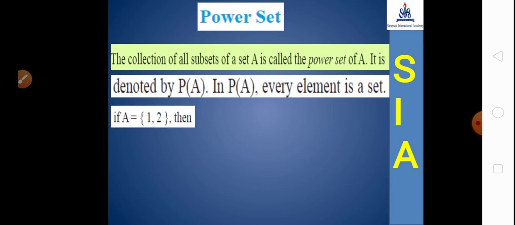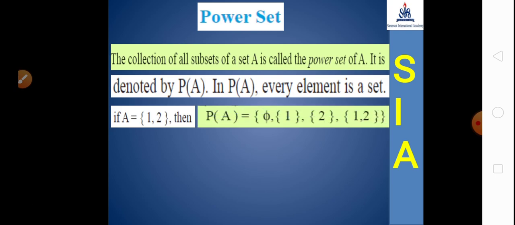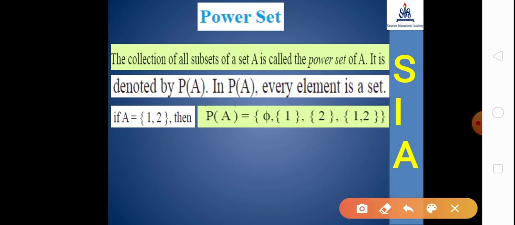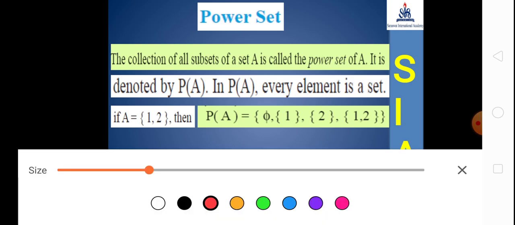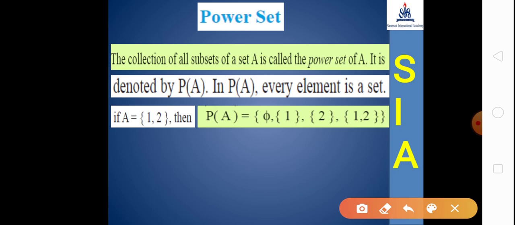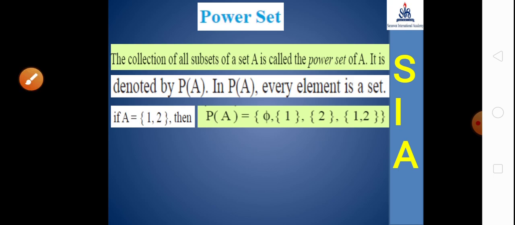For example, A is {1, 2}. There are two elements given. So how many subsets are available here? Yes, definitely there are four: the null set, the individual 1, the individual 2, and 1, 2 combined. So in total, there are 4 subsets of the given set A.